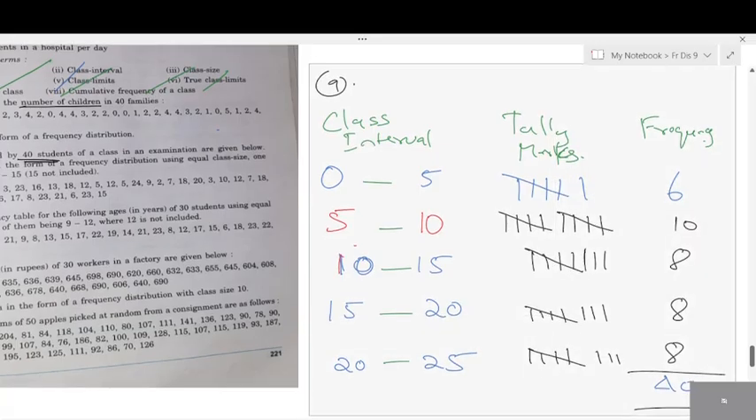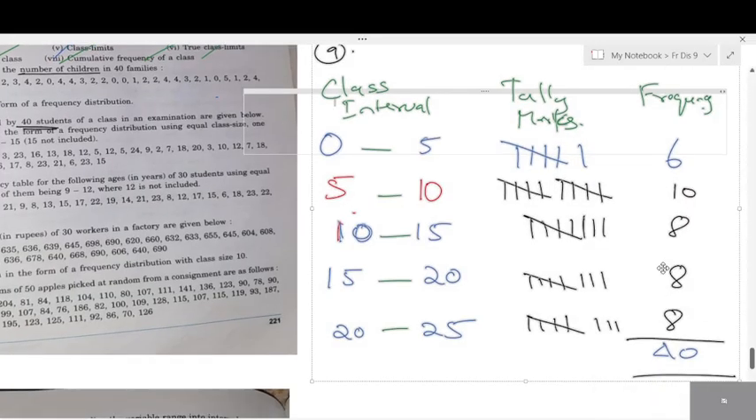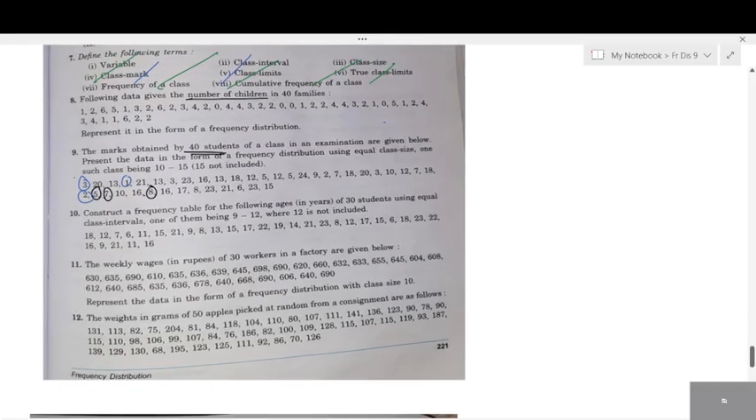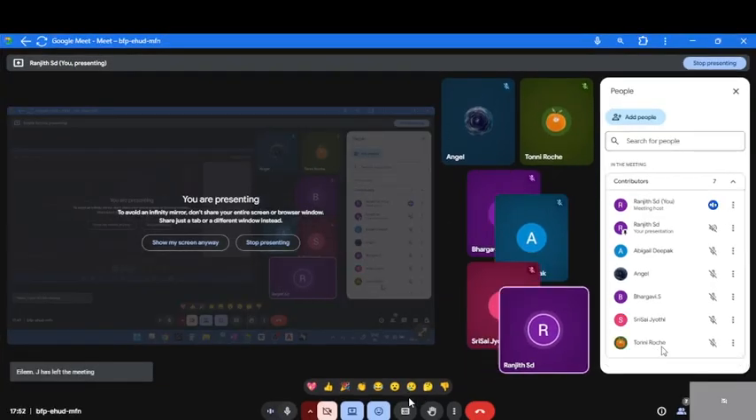They'll give you raw data. We have arranged it into a tabular column. Frequency distribution. Done.